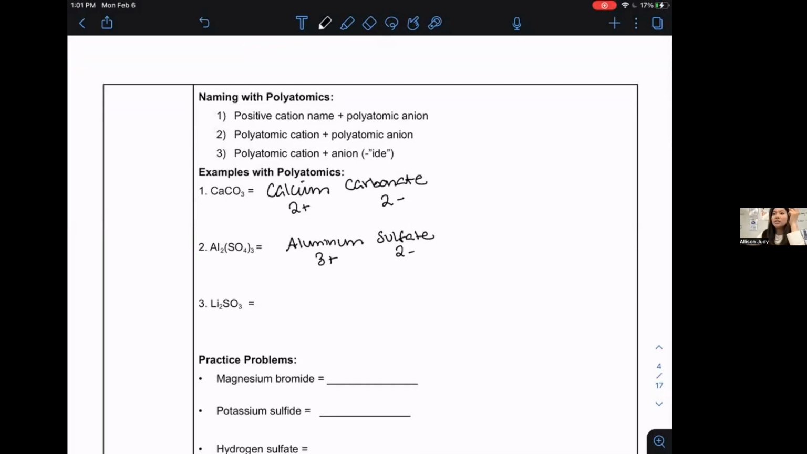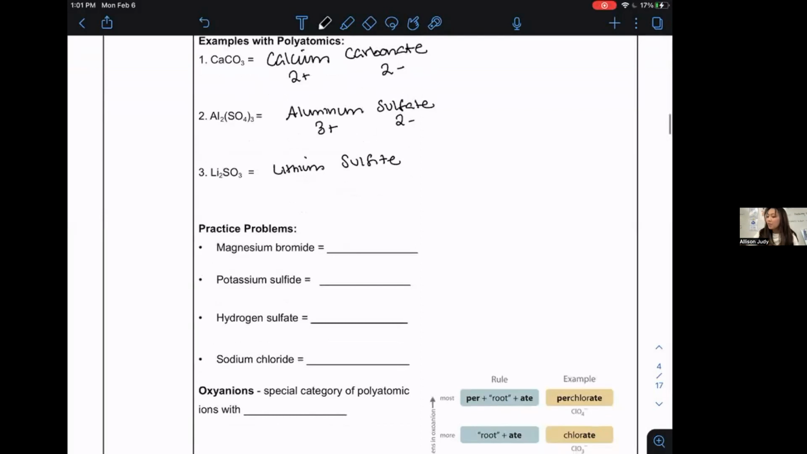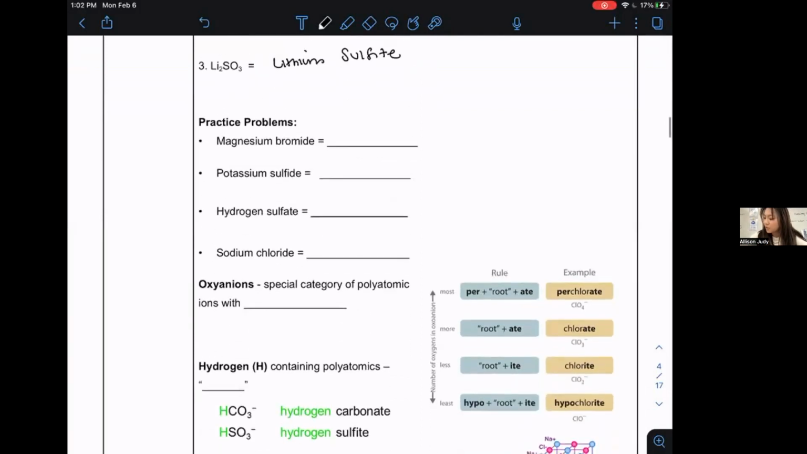Next one, Sachin. Lithium sulfide. Please do not mix up your ites and your ates. They're different. Okay, so practice problem. We don't need to do this very in-depthly. I think we're good to move on.